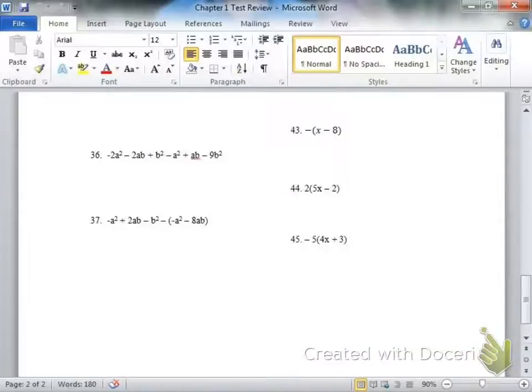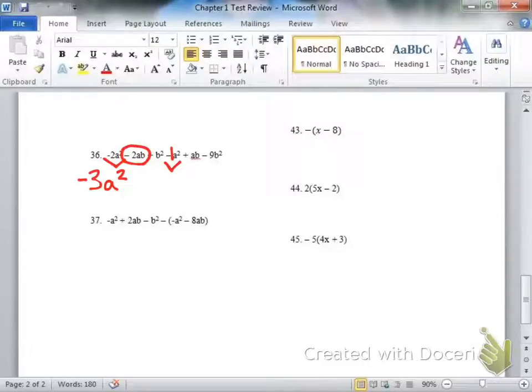36 is kind of tricky. You have lots of variables going on. Just start at the beginning. So I have a squared, so negative 2a squared, and negative 1a squared. What's negative 2 minus 1? Negative 3a squared. Good. Now do your ABs.